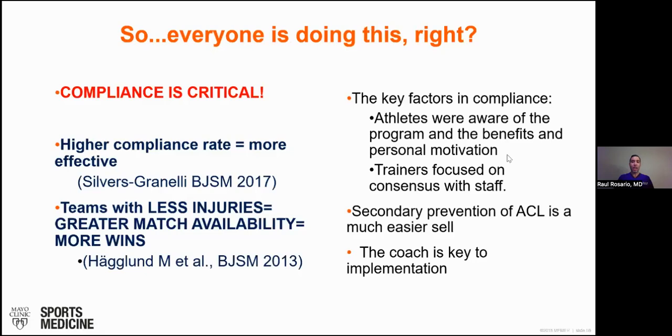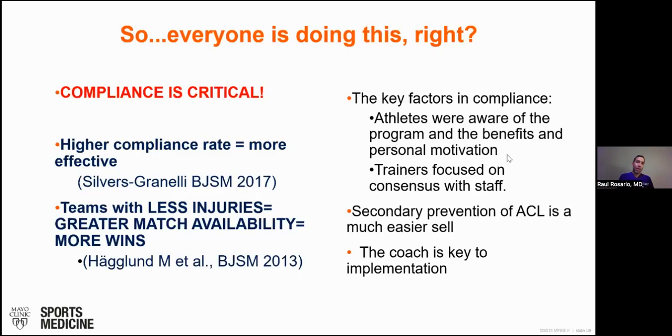So it sounds great, right? It's magic. So why do we still have a lot of ACL injuries? And the problem is that nobody does this. Nobody does this program. And so it has been shown that the higher the compliance rate, the better it works, right? If you do it, it works. If you don't do it, it doesn't work.